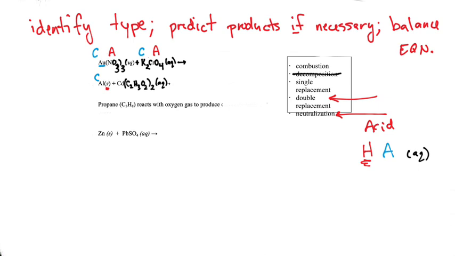Solid. It's saying that that is aluminum by itself. Is it connected to anything? No, it's all by itself. It's the element in its elemental state chilling by itself. That should be a giant red flag for single replacement. So this was double replacement. This one is our single replacement.